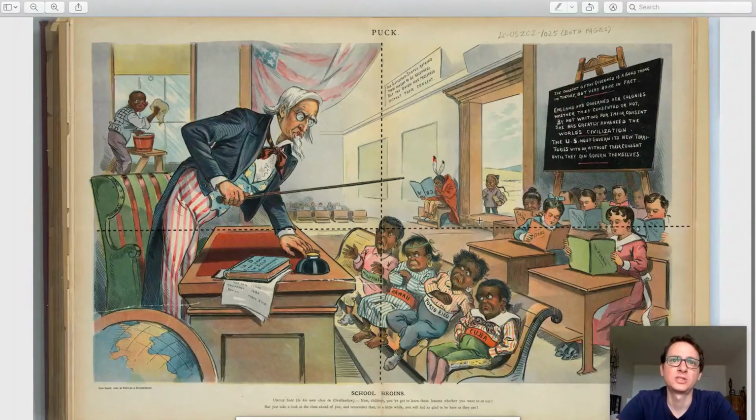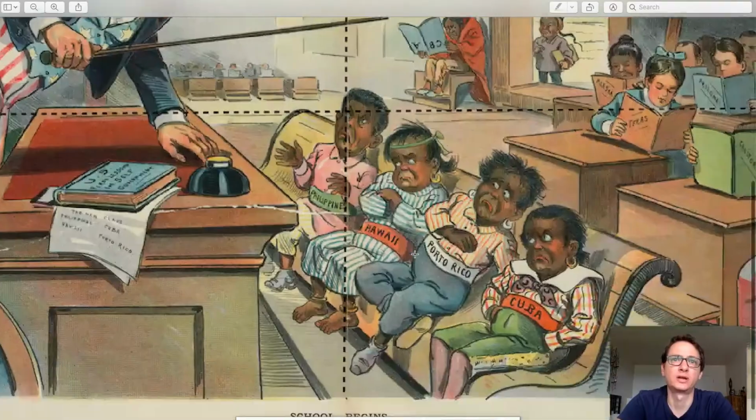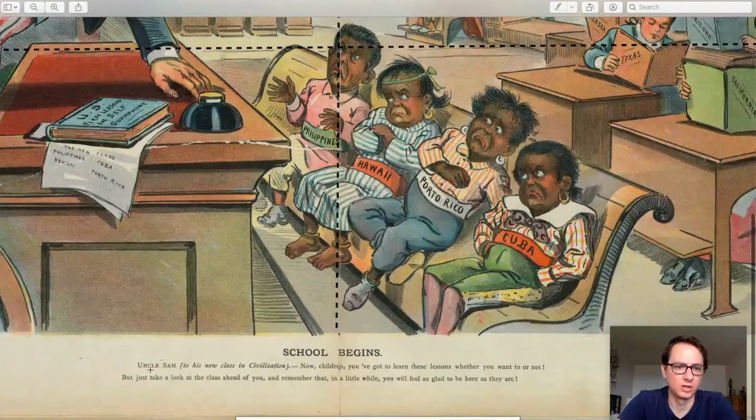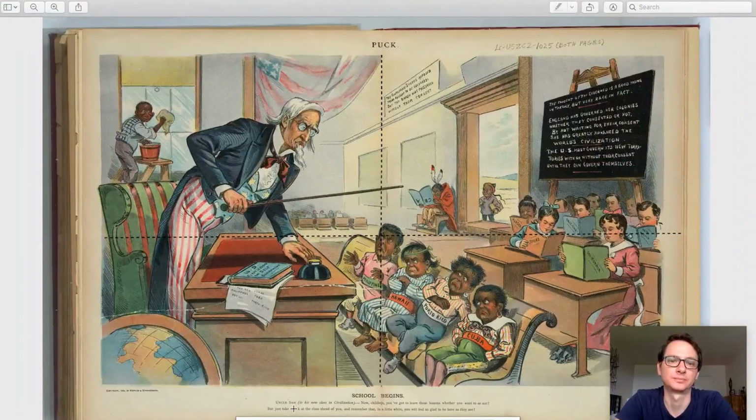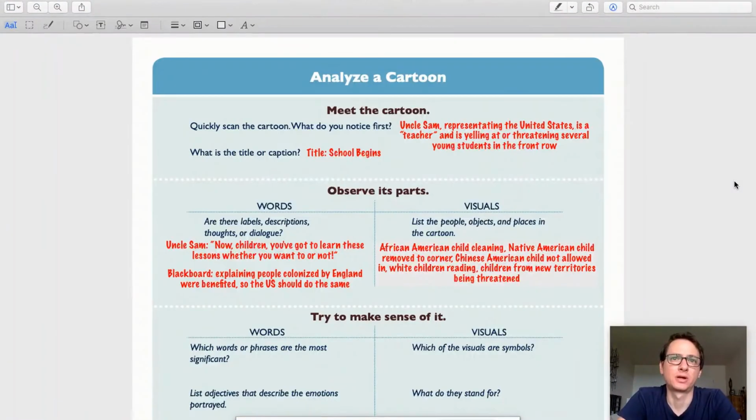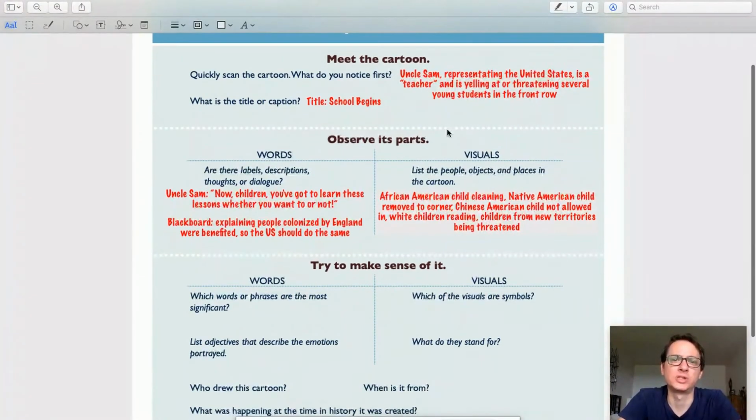Oh, and let's not forget to take a look at the caption below the title down here, where it says, "Uncle Sam to his new class in civilization. Now, children, you've got to learn these lessons whether you want to or not. But just take a look at the class ahead of you and remember that in a little while, you will feel as glad to be here as they are." And if I flip back to my cartoon analysis tool, you will see that I've been entering all my noticings in the proper places as we went through this.